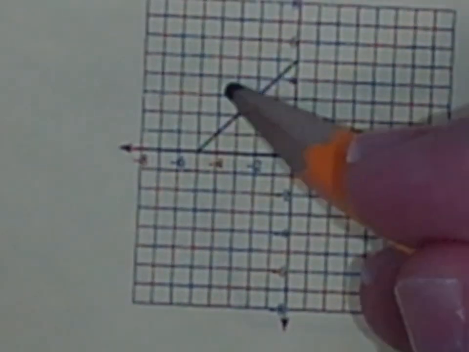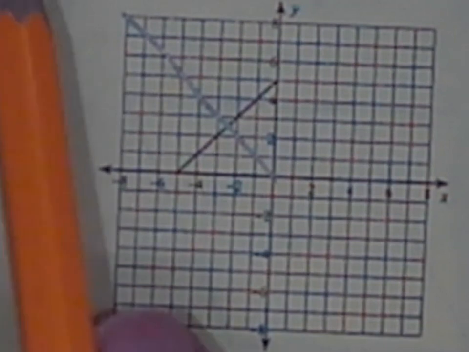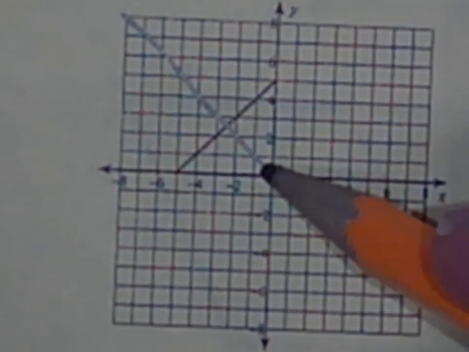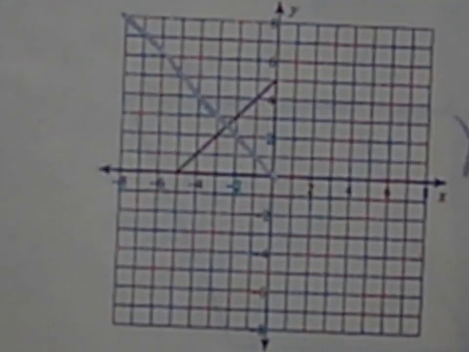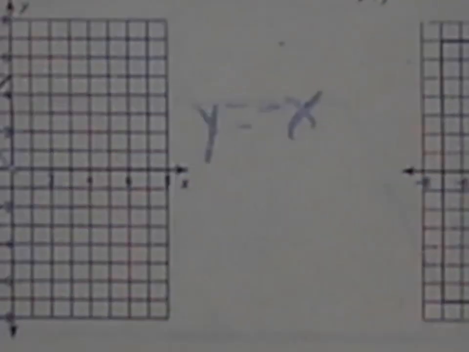So, but this is not the same line of reflection as the other triangle, right? This line has a negative slope. It's going down from left to right. So this is the y equals -x. Okay? That would be your line of reflection there.